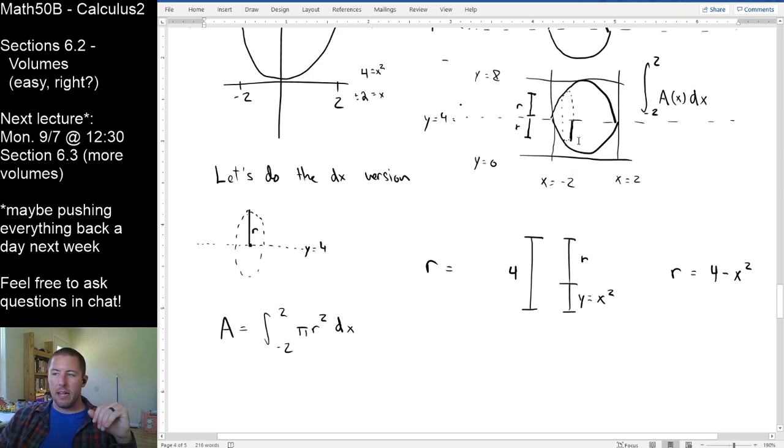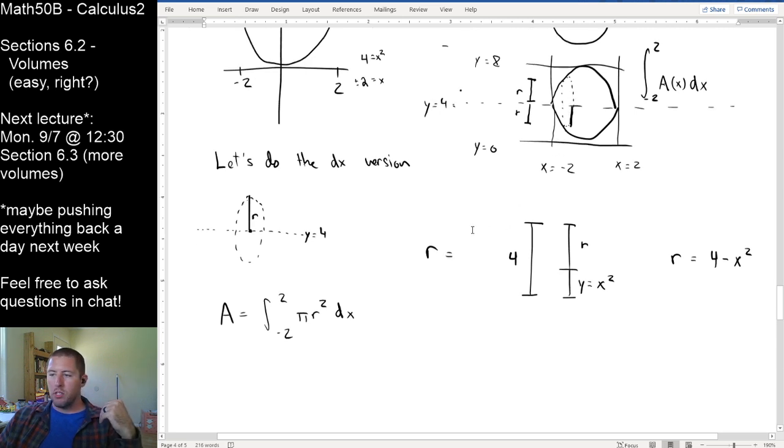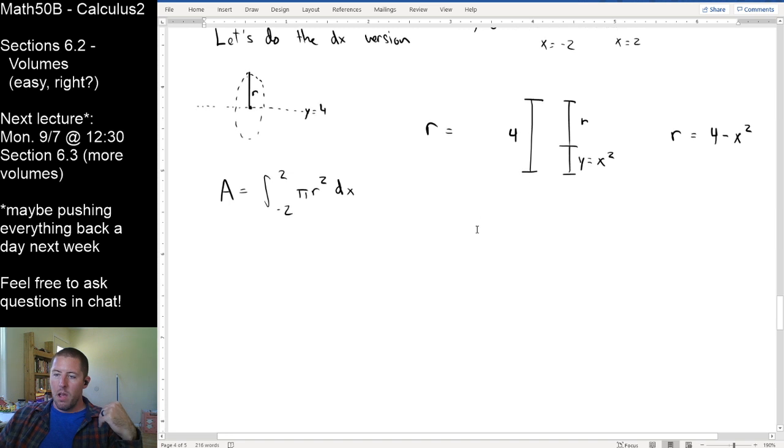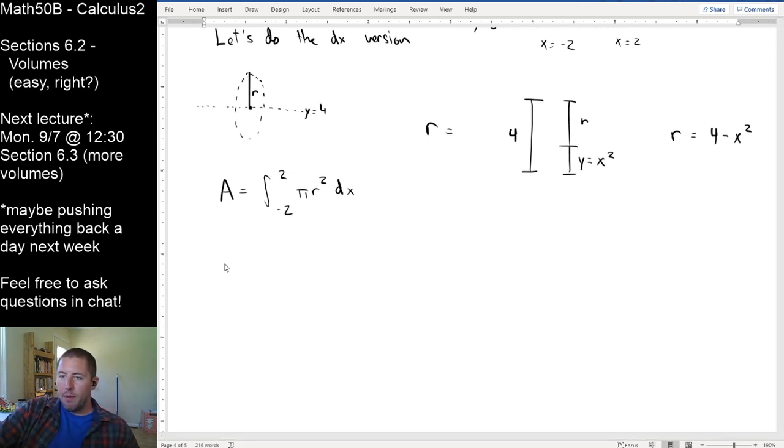So 4 minus x squared is a good radius for this representative Riemann circle that's right here. Okay. So now that I've got that, we can just do the integration. Nothing exciting is happening now. We're just doing the integral, negative 2 to 2. I'm going to pop my pi out front. The radius term is going to get squared, so that's going to be my (4 minus x squared) squared dx.